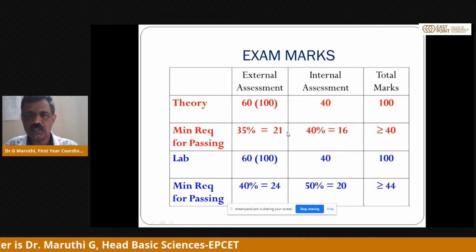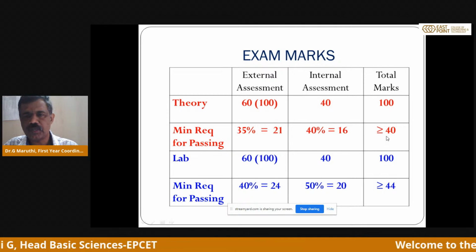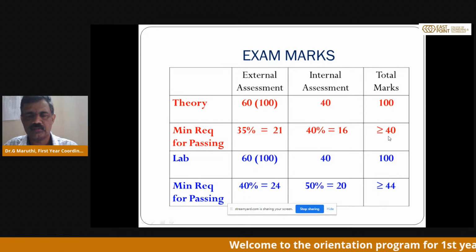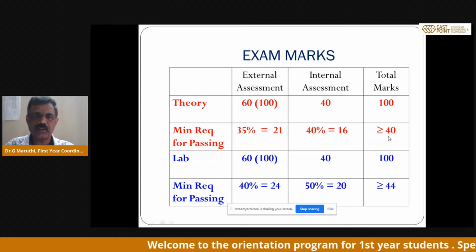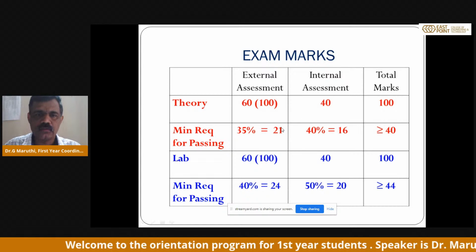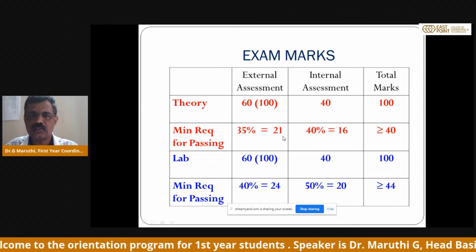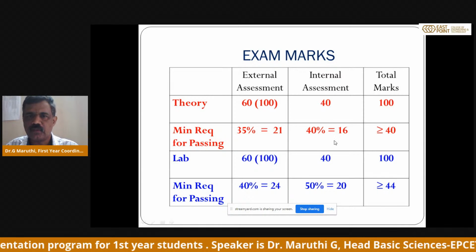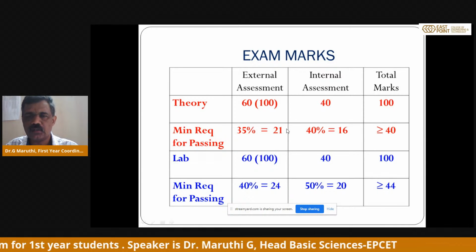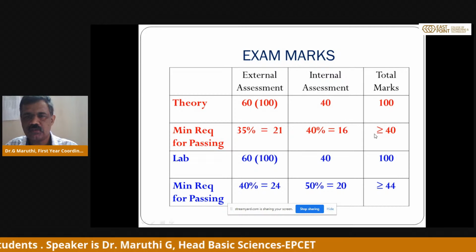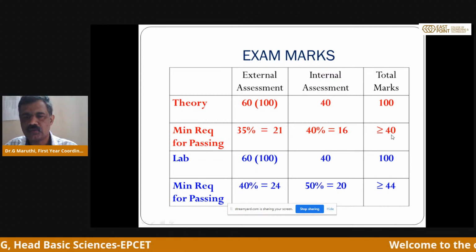And when you put together this external and internal, it should be equal to 40 or it should exceed 40. But you may get confusion here. The minimum marks for passing the external exam is only 21 and internal is only 16. But when you add this 21 and 16, you will get 37, right? But here the total mark should be more than 40.